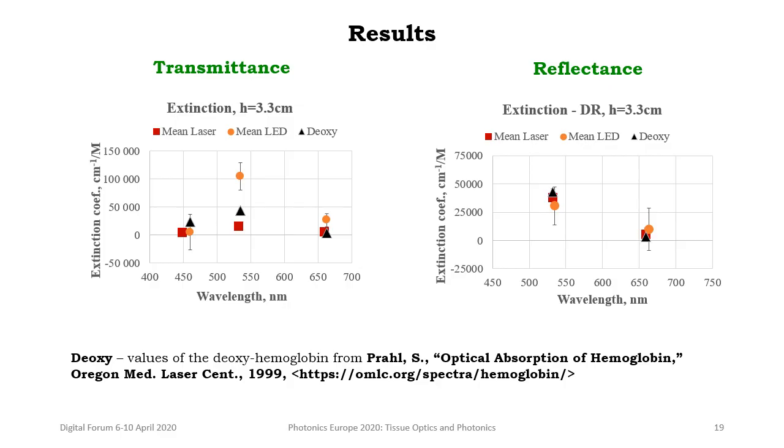Here we compare hemoglobin extinction coefficients obtained from transmittance and reflectance images with the values found in the literature. The thickness of the phantoms in both cases is the same, 3.3 centimeters. In the case of diffuse reflectance, extinction coefficients were calculated using the experimentally determined photon mean path length. The values obtained by the laser prototype are closer to the reference data compared to the LED prototype. If we compare diffuse reflectance and transmittance measurements, the results from diffuse reflectance images are much closer to the reference data.